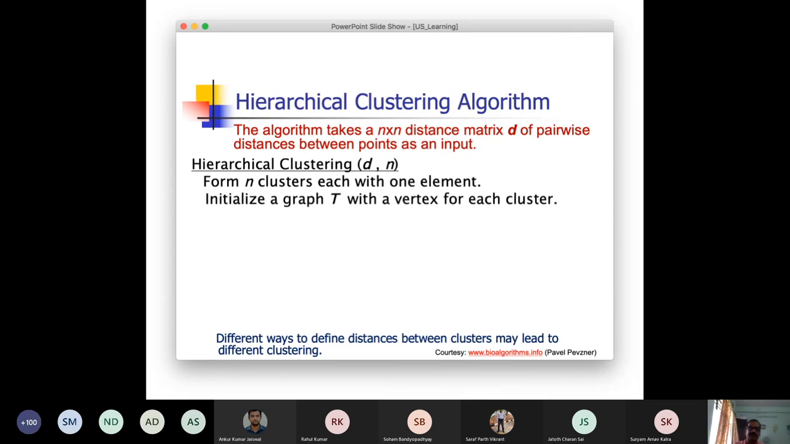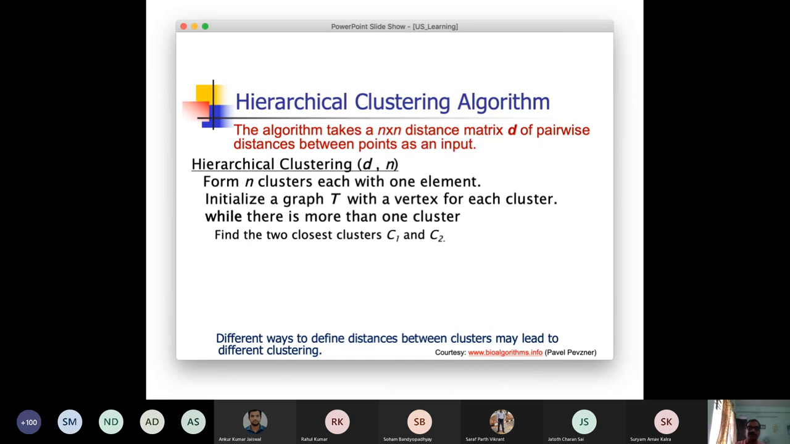So just the same description. You form n clusters, each with one element. That is the bottom description. They are all leaf nodes and they are the bottommost layer. And then you consider the graphical representation. That means each vertex represents a cluster, and the edge from a vertex to another vertex represents the hierarchy. While there is more than one cluster, you keep doing this until you get one cluster at the root node.